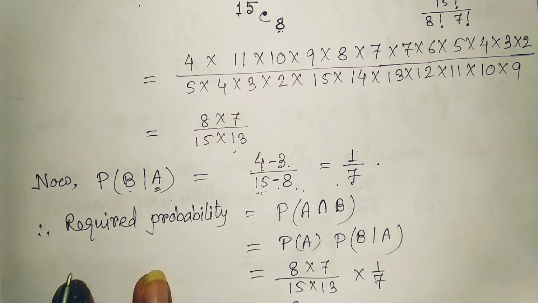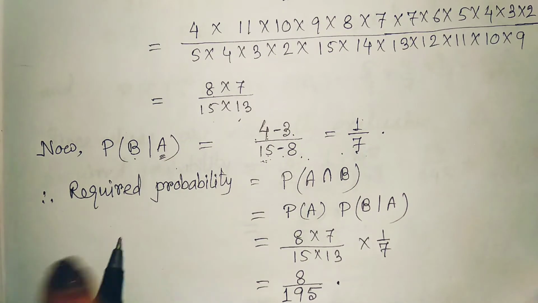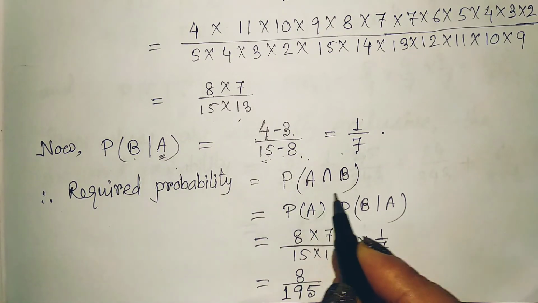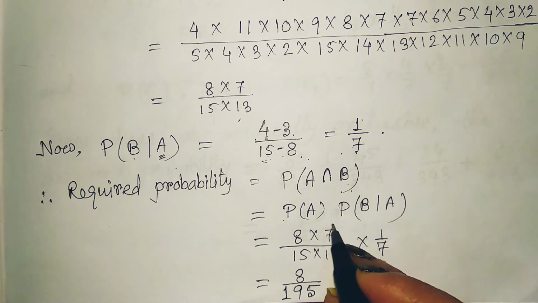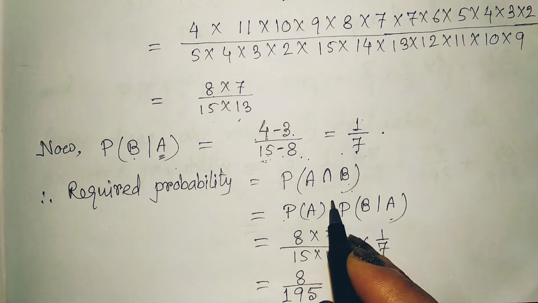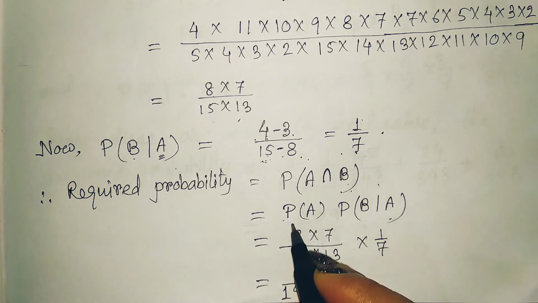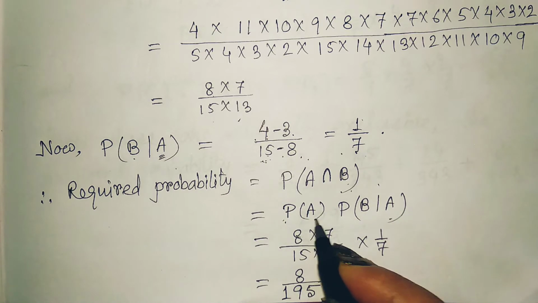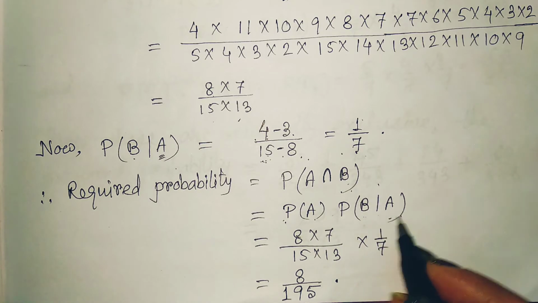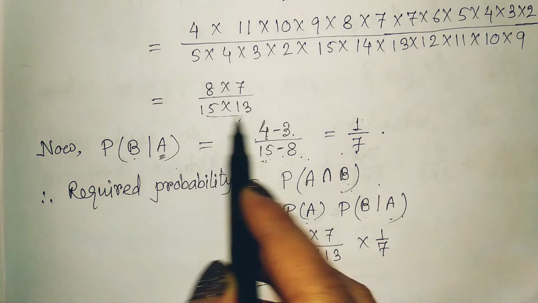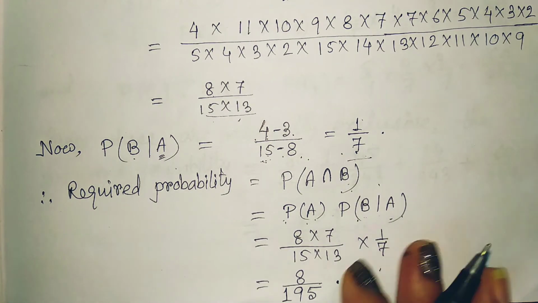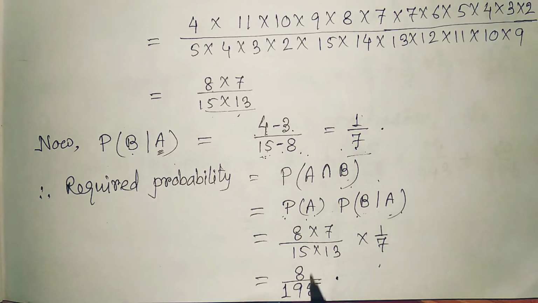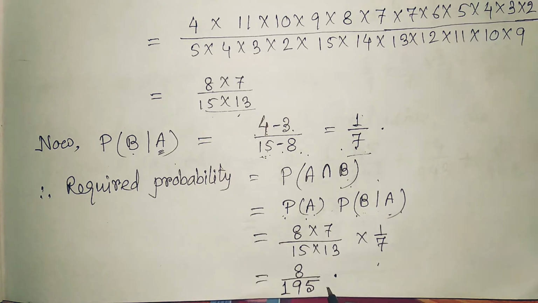So the required probability is what? The required probability is probability of A intersection B. In terms of the conditional probability or the multiplication theorem of probability, we can write it as probability of A into probability of B given A. We know the probability of A is this one and the probability of B given A is this one. So if we multiply, then we will find the value is 8 divided by 195, which is the required answer.